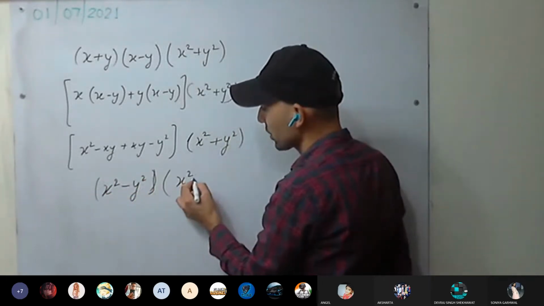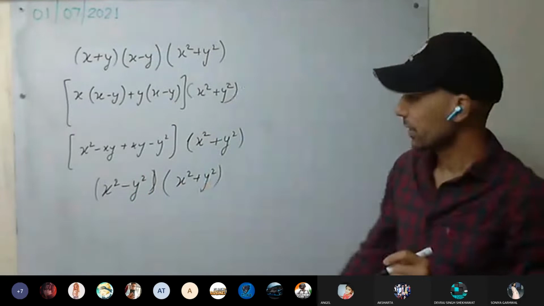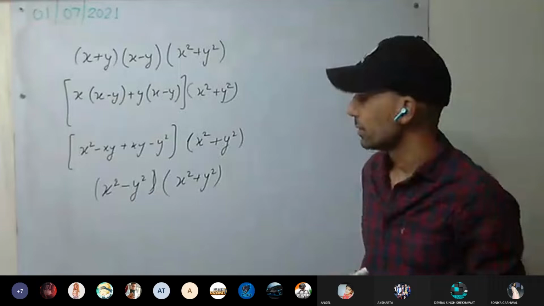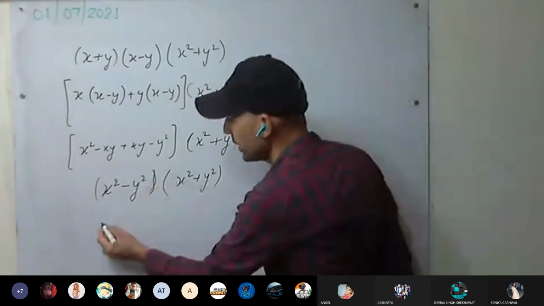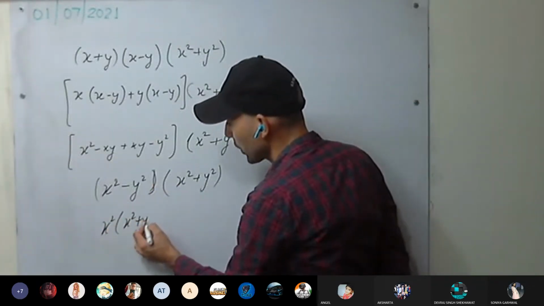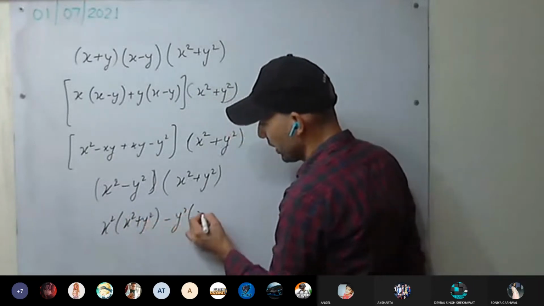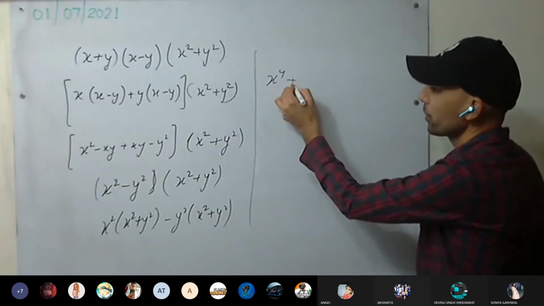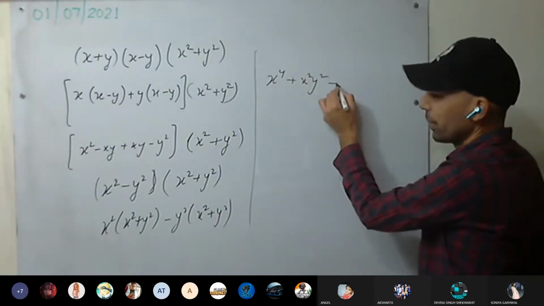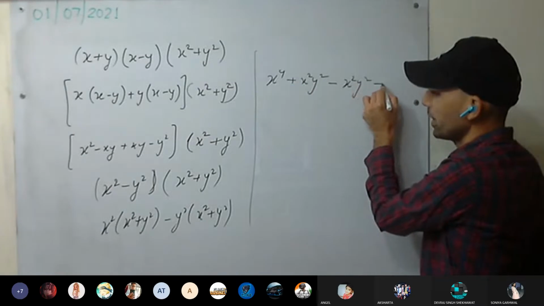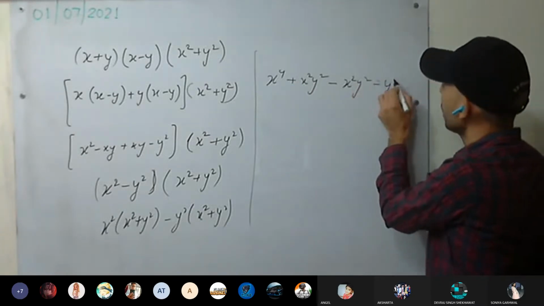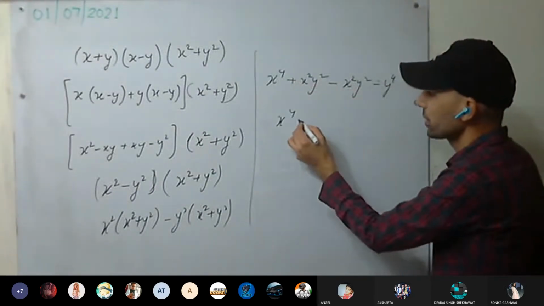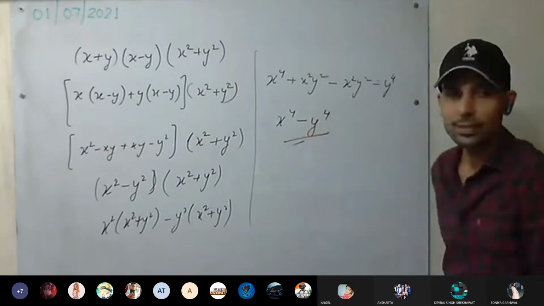It is being multiplied with x square plus y square. Again, see the same thing: two terms, their difference, their sum, and their multiplication. So again, x square plus y square minus y square, x square plus y square. What you're going to get? x to the power 4 plus x square y square minus x square y square minus y raised to power 4. They get cancelled. x to the power 4 minus y raised to power 4. Have you understood?